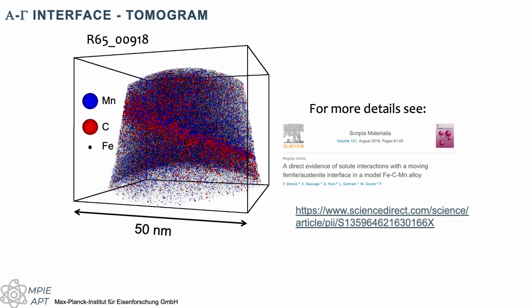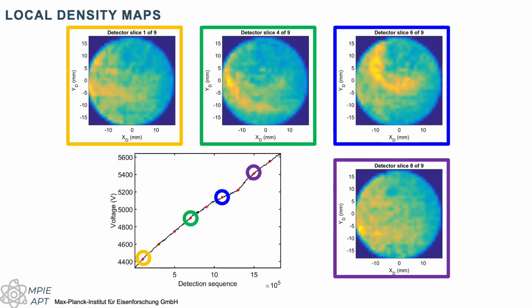I revisited, for example, that dataset from colleagues from France, Fred Danoix and Mohamed Gouné. And here there is an interface between ferrite and what used to be austenite that transformed into martensite. At different points in the sequence of evaporation, I can see here a pole, a low density area. It's not hugely clear, but it's there. And as I go through the analysis, I can see this bright ring that is actually the interface between the two phases. And I've mentioned this before.